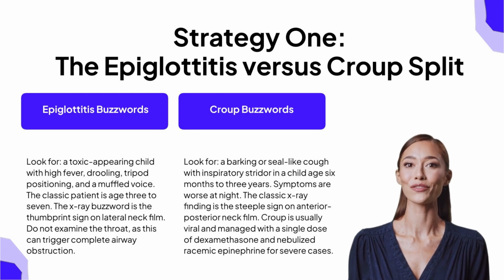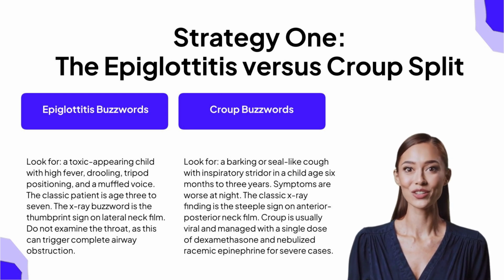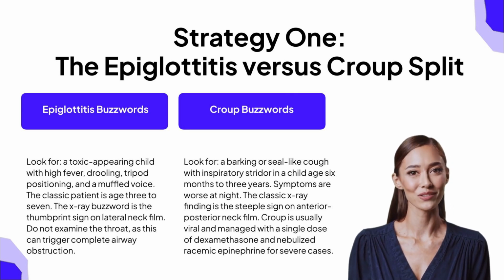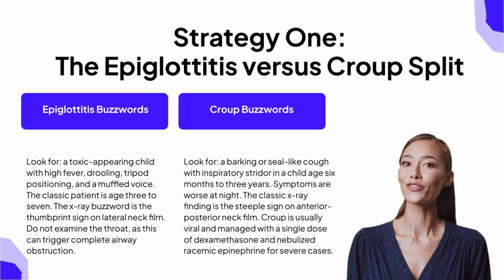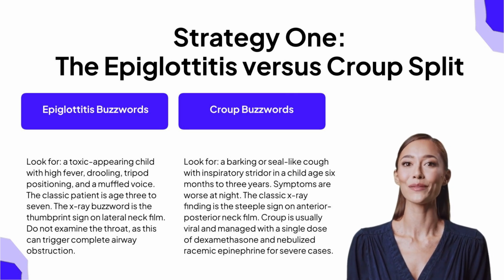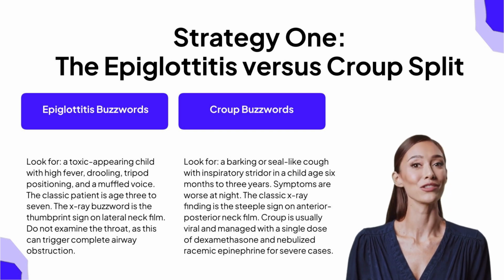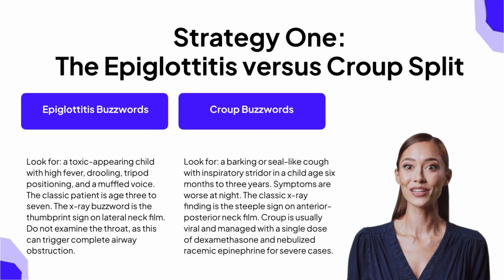For croup, look for the barking seal-like cough with inspiratory stridor, typically in a younger child between 6 months and 3 years. Symptoms are worse at night, and the X-ray shows a steeple sign. Croup is usually viral and responds well to a single dose of dexamethasone with nebulized racemic epinephrine for severe cases. The boards absolutely love comparing these two, so this should be your first mental framework.